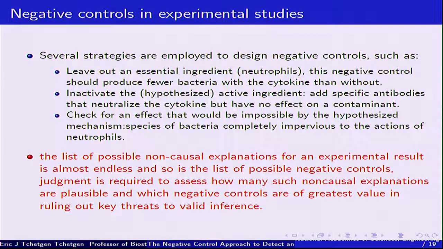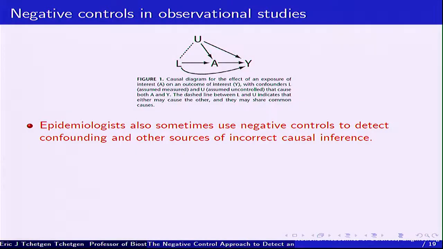There are, of course, a list of possible non-causal explanations for an experimental result that is almost endless, and so is the list of possible negative controls. Judgment is required to assess how many such non-causal explanations are plausible and which negative controls are of greatest value in ruling out key threats.